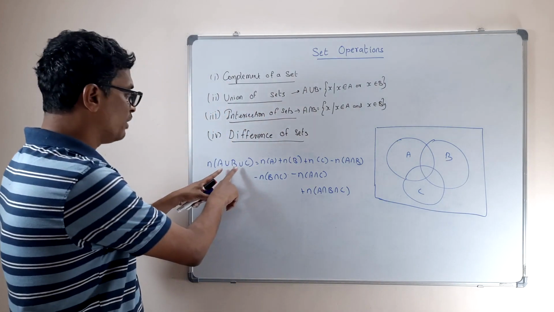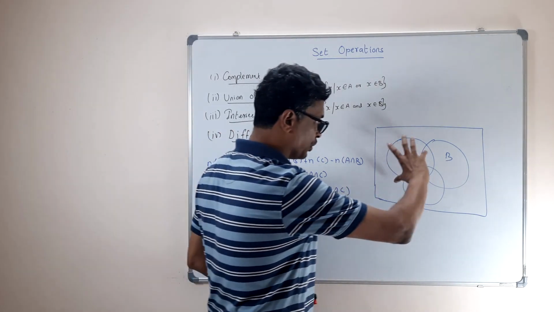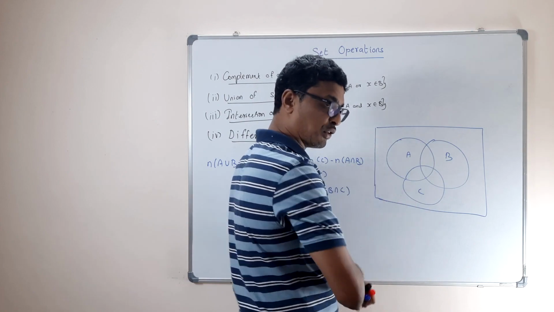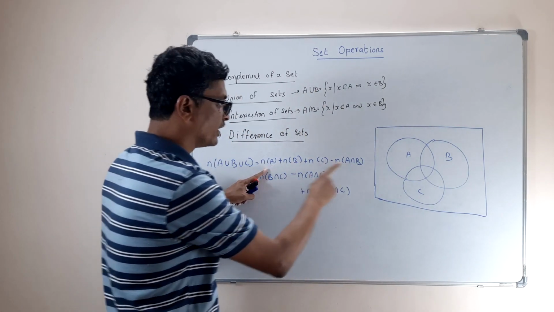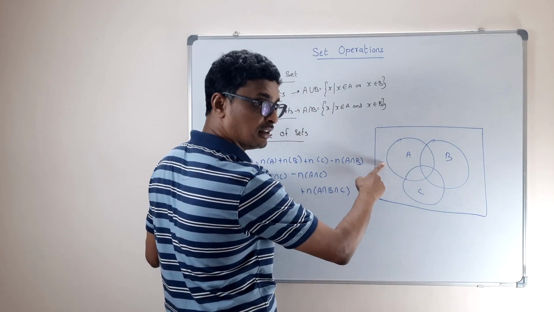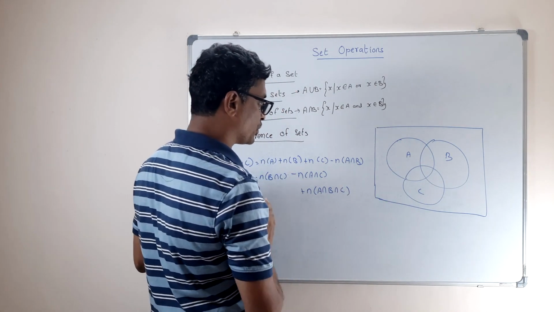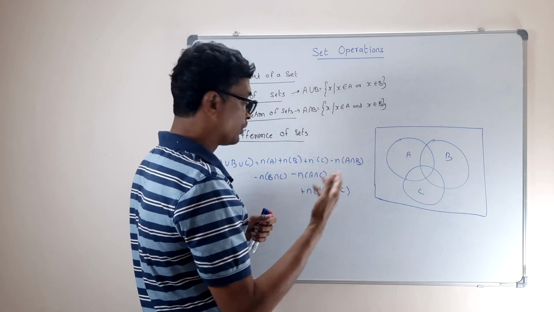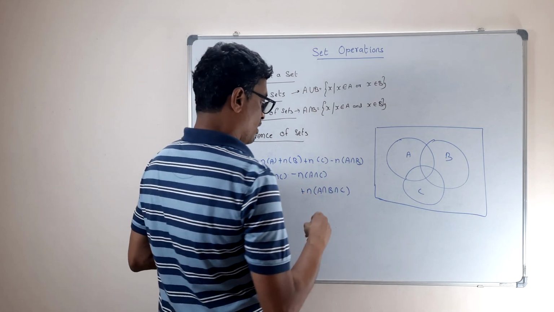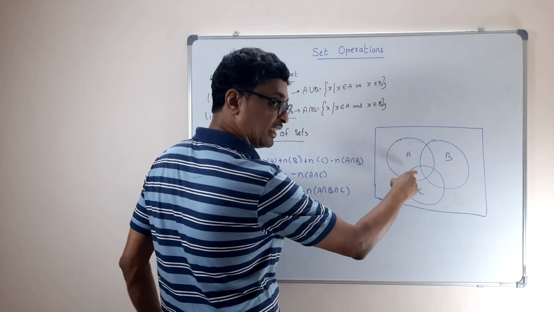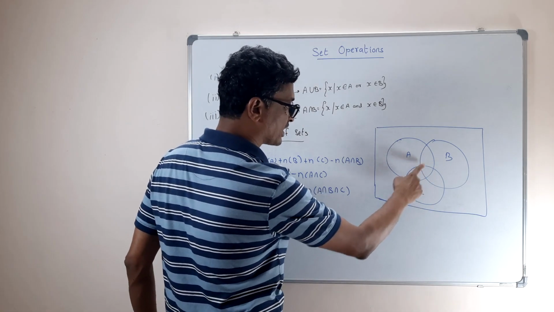So A union B union C is nothing but the whole sphere. So n of A is taken here, n of B and n of C. Which are the portions we have counted twice? The intersections of A and B. Yeah, these three portions get counted twice.